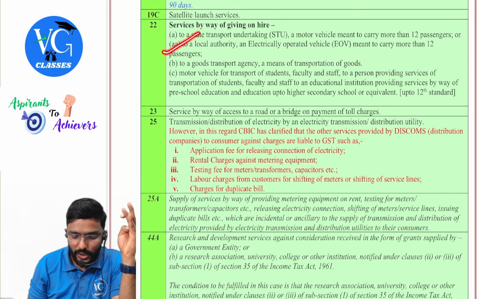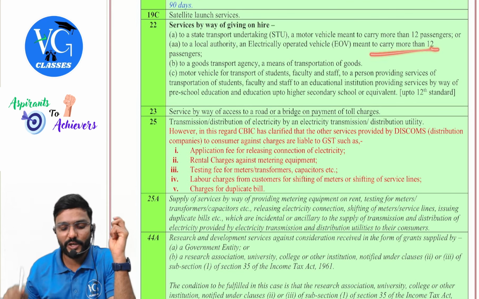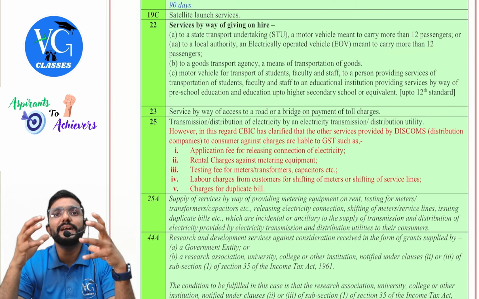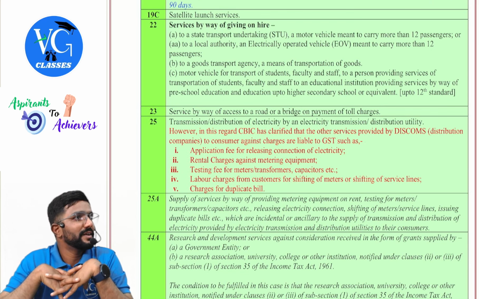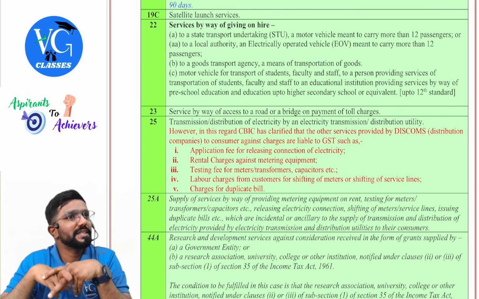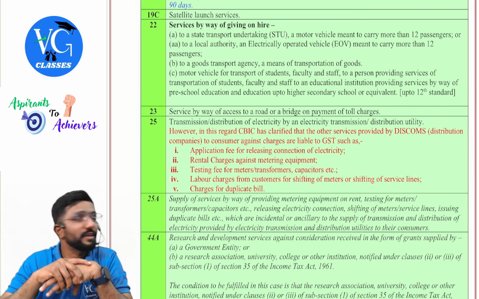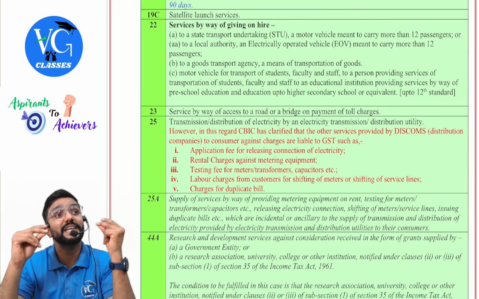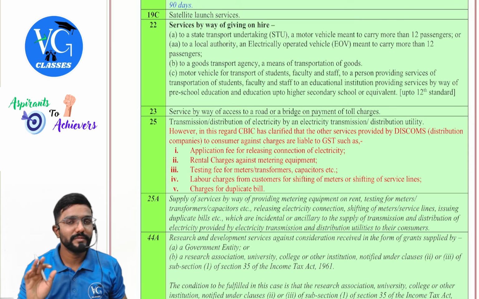Next, to a local authority, an electrically operated vehicle meant to carry more than 12 passengers. Obviously, more than 12 means bus. Now, I am letting electric bus for BMTC, local authority in Bangalore. Is it exempt, sir? Yes. Sir, it is a petrol or diesel bus, sir. Exempt? No, taxable. Only electric bus. Whereas first case, KSRTC, any bus? Any bus.